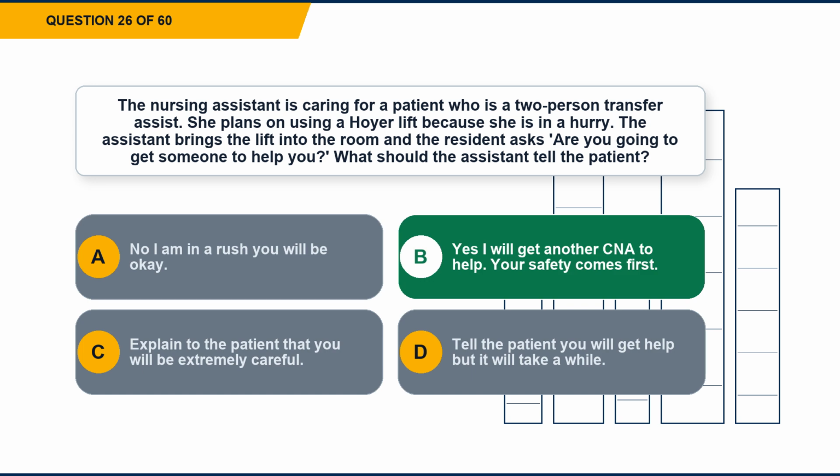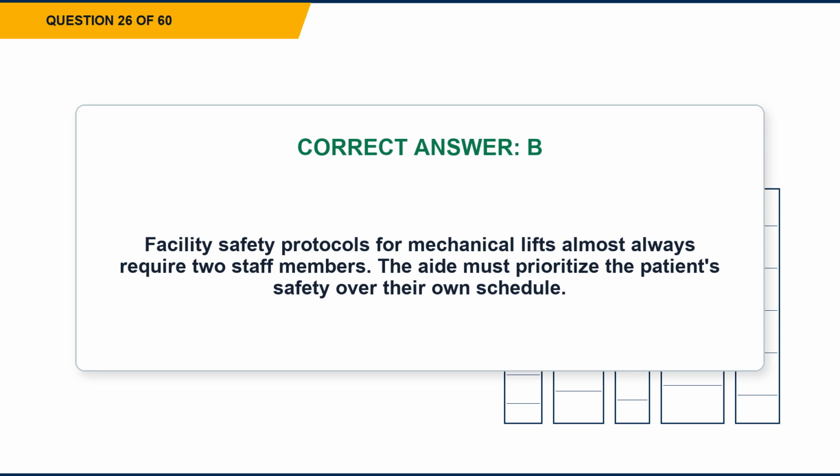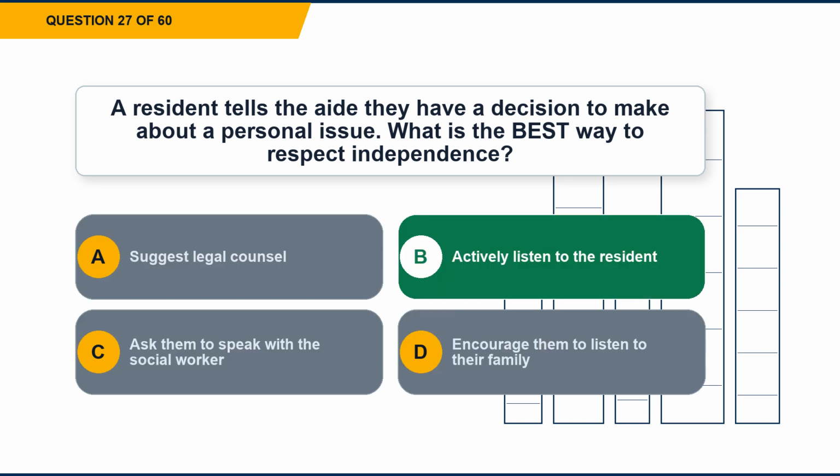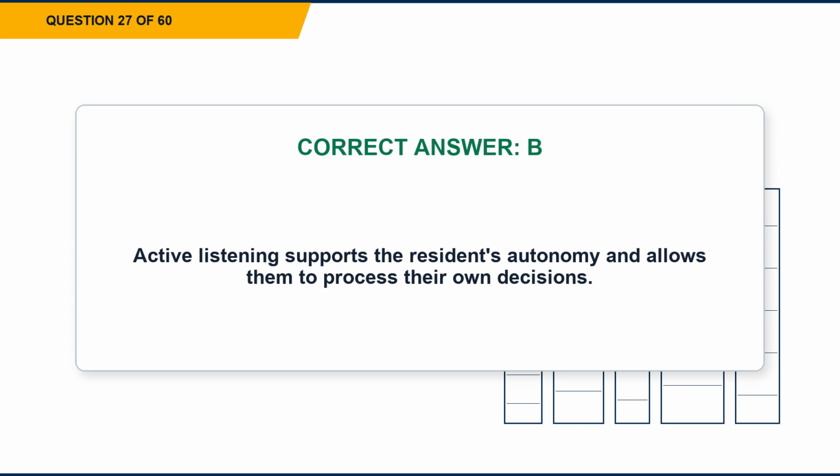The correct answer is option B, "Yes, I will get another CNA to help. Your safety comes first." Explanation: facility safety protocols for mechanical lifts almost always require two staff members. The aide must prioritize the patient's safety over their own schedule. Question 27. A resident tells the aide they have a decision to make about a personal issue. What is the best way to respect independence? Option A, suggest legal counsel. Option B, actively listen to the resident. Option C, ask them to speak with the social worker. Option D, encourage them to listen to their family. The correct answer is option B, actively listen to the resident. Explanation: active listening supports the resident's autonomy and allows them to process their own decisions.